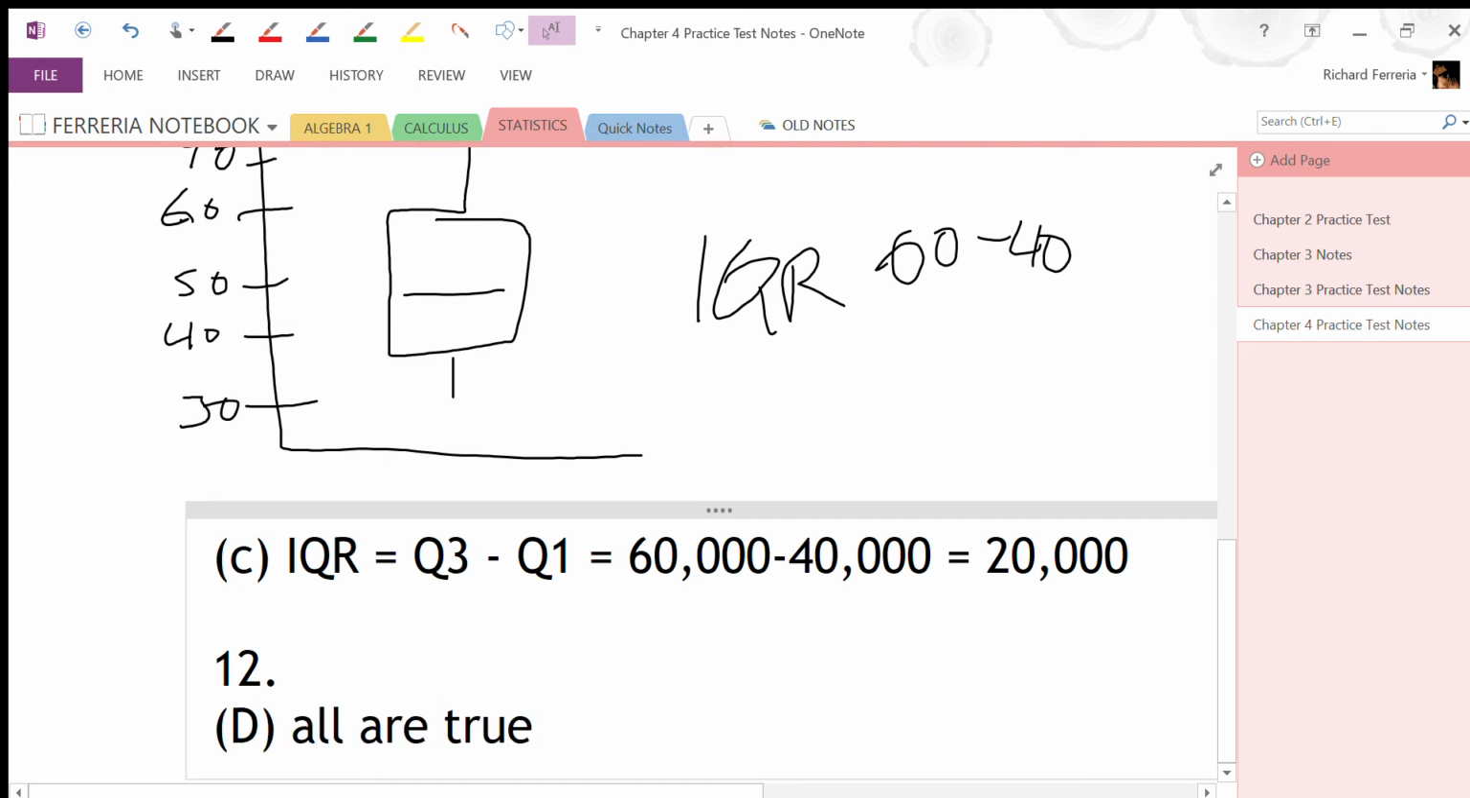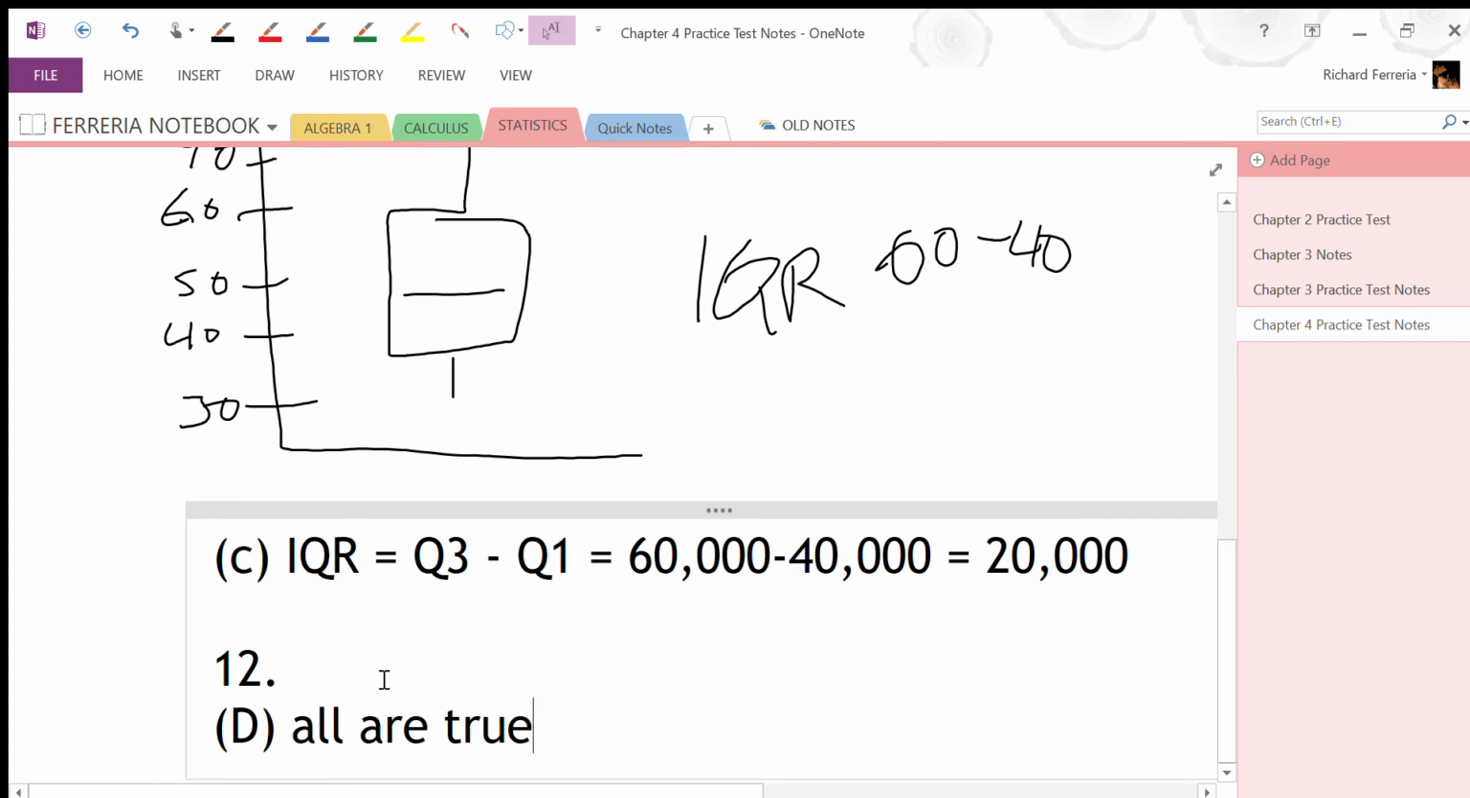So is it true for every box plot that each part represents 25%? Yes, every box plot. Each part's 25%. And they're all in that format. So. Yeah. All right, so that's 10 and 11 and 12.